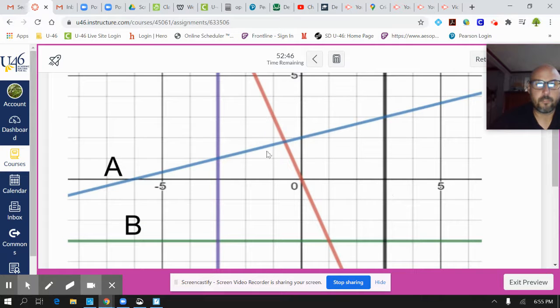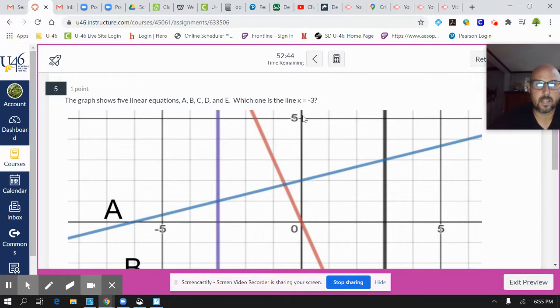You've got 5 lines here. Which of these lines is the line x equals negative 3? Let's just do them all. Line A has a slope from here to here. It looks like a slope of positive 1/3, and it has a y-intercept of positive 2. So line A is y equals 1/3 x plus 2.